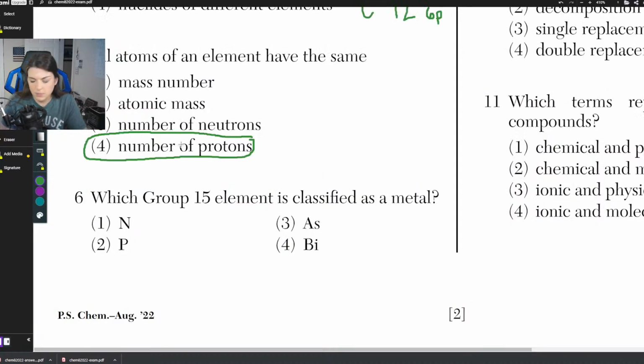Let's go back. Bismuth, Bi. Sometimes they'll give them to you as symbols, and other times they'll give you the names. So if they give you the names, if you're nervous about it, look it up on table S. You have that option.